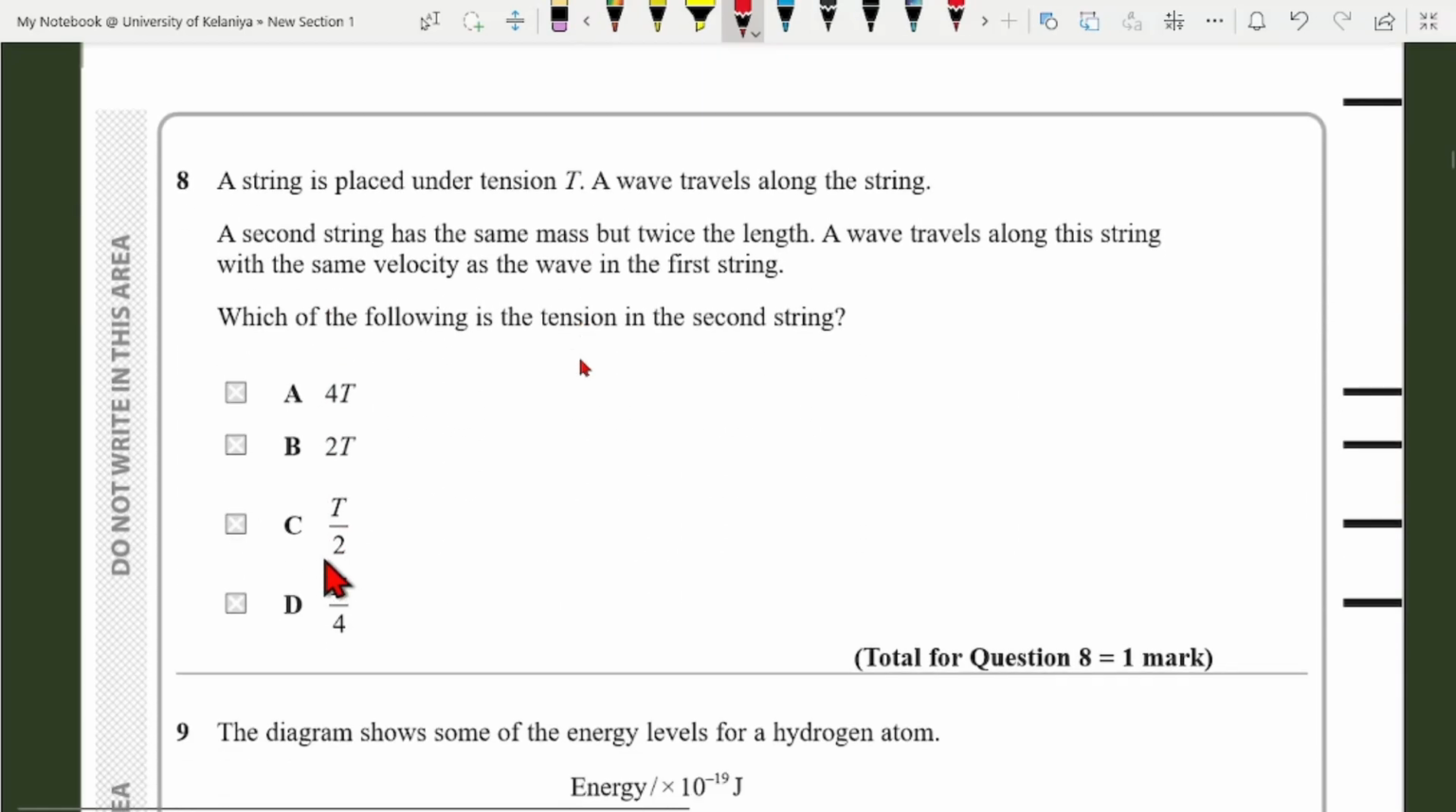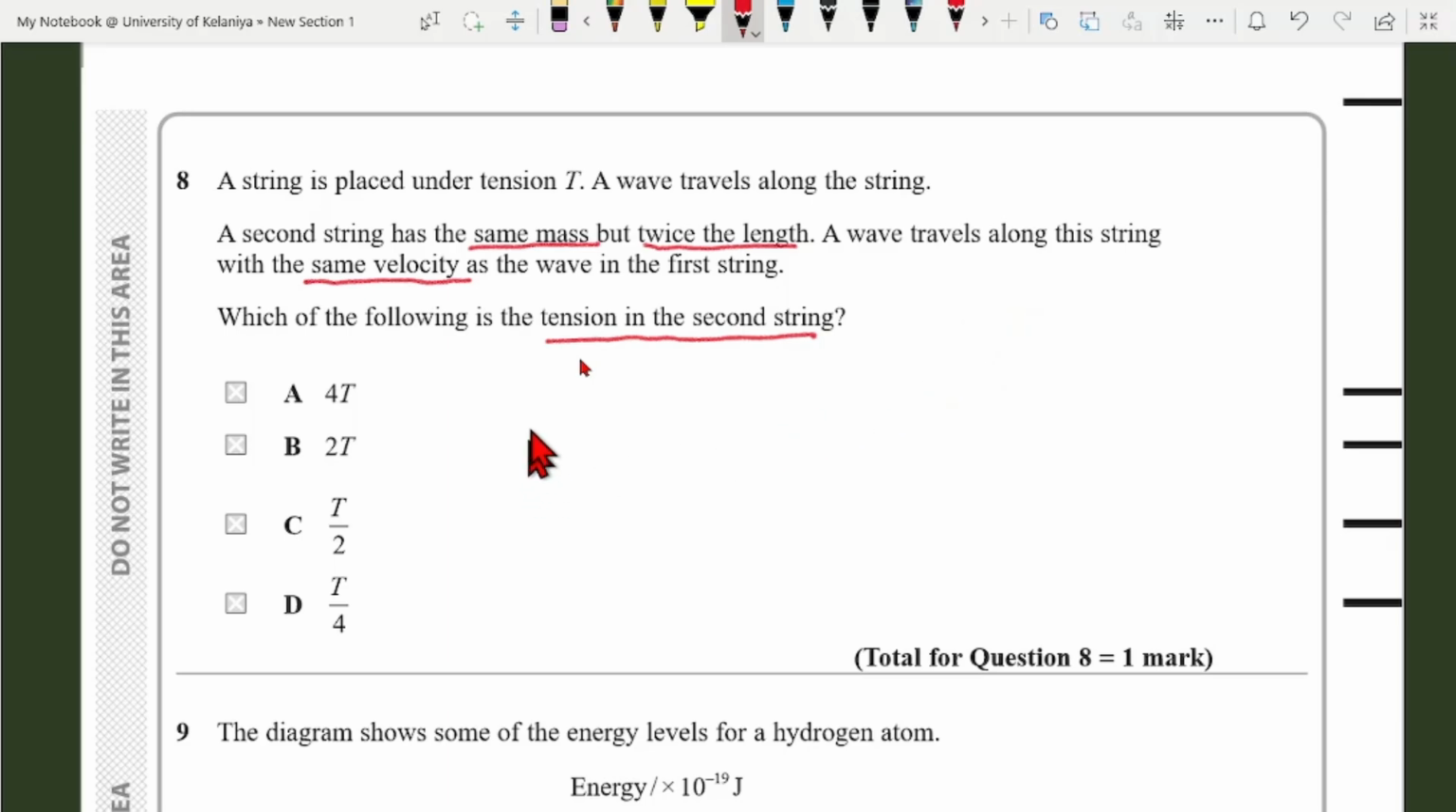Right, in the eighth one, a string is placed under tension T, a wave travels along the string, a second string has the same mass but twice the length. A wave travels along the string with the same velocity as the wave in the first string. Right, you should keep in your mind the same velocity, and it has the same mass but twice the length. They're asking what is the tension in the second string. So what is the equation that we should use for this one?